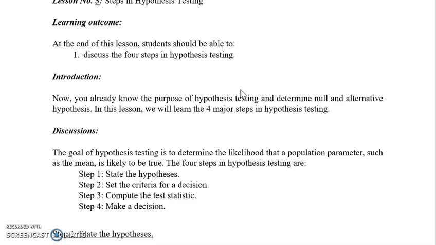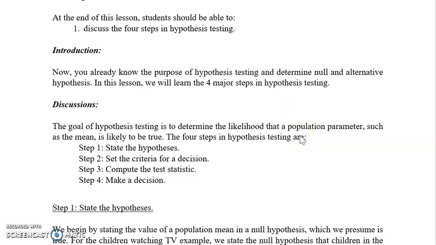Now, the goal of hypothesis testing is to determine the likelihood that a population parameter, such as the mean, is likely to be true. When we're doing hypothesis testing, what we're trying to test is the population parameter. But in doing experiments, we use a sample to represent the whole population, and in using a sample, we are trying to make inferences about that population. Now, there are 4 steps in hypothesis testing.